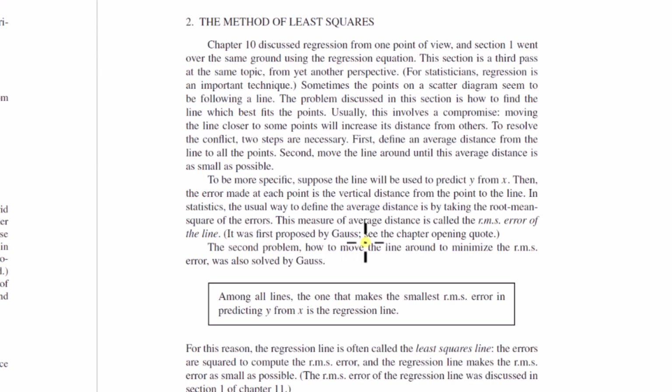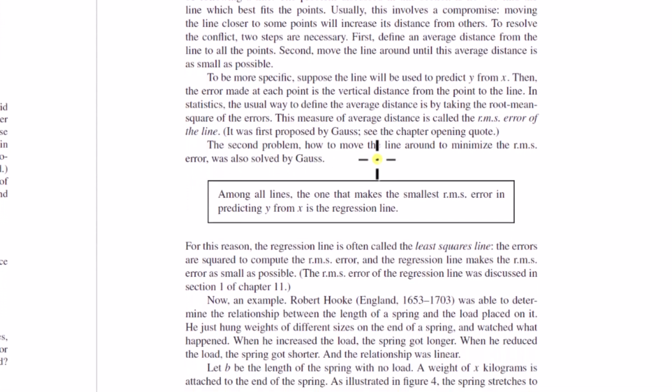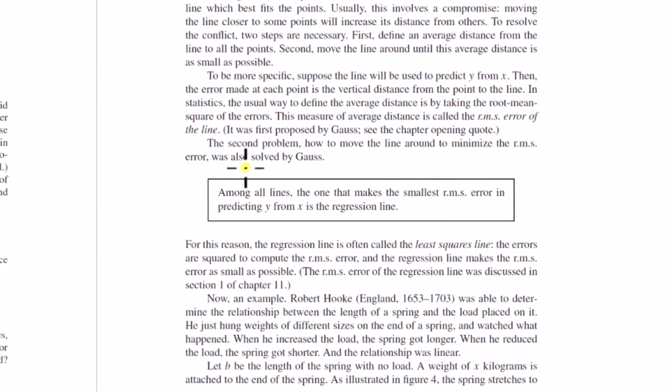It was first proposed by Gauss. See the chapter opening quote, okay? The second problem, how to move the line around to minimize the RMS error, was also solved by Gauss. All right, so it says, among all lines, the one that makes the smallest RMS error in predicting y from x is the regression line. And then it says, for this reason, the regression line is often called the least squares line. The errors are squared to compute the RMS error, and the regression line makes the RMS error as small as possible. The RMS error of the regression line was discussed in the previous chapter.